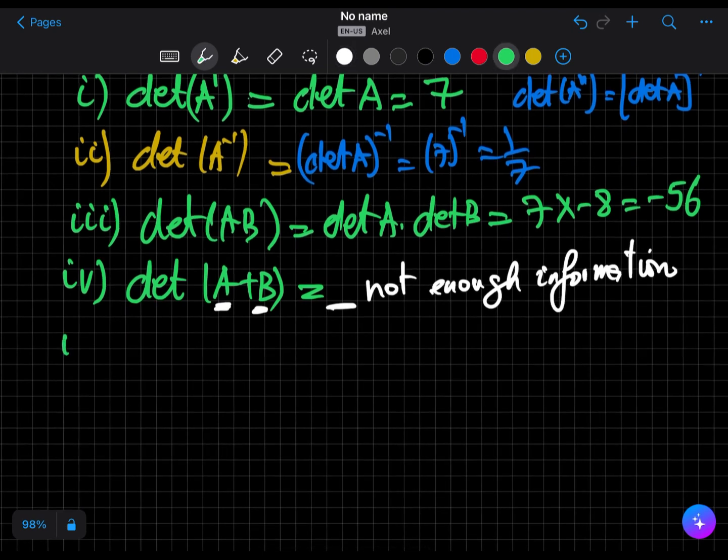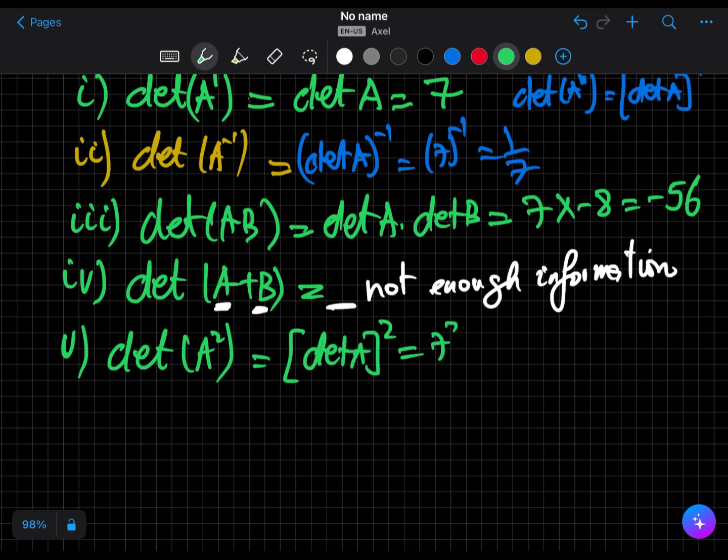Okay, so then if you look at the fifth case, where I'm asked to find the determinant of A squared, using the same formula over here, it is the determinant of A all to the power 2, which is 7 squared, which is 49.